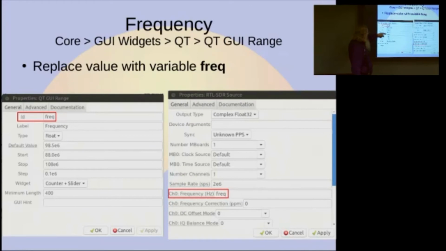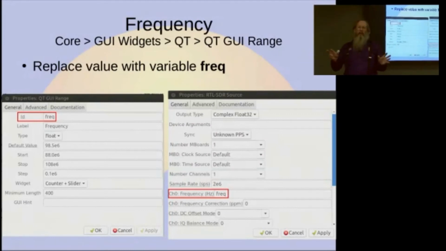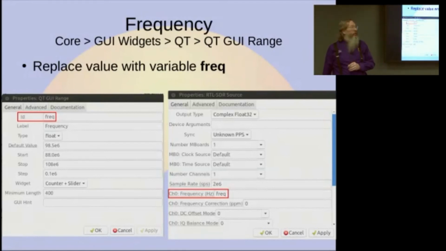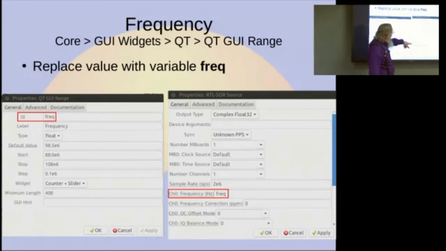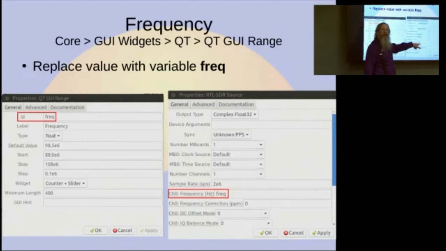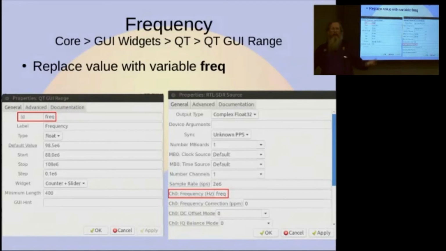This is the step. So we go from 88 to 108 megahertz, this is the broadcast band, of course, in 100 kilohertz increments. And the default value I set to 98.5, just so that that's the default value that comes up when I start the program. And the widget type is a counter and a slider. So basically what that will do is give us a slider that we can use to change the frequency, as well as a spin box that we could use to actually set the value. And then in our RTL SDR source, where we used to have a number that said 98.5e6, we just put in the name of the variable, which is the same as the variable here, and we have a control.